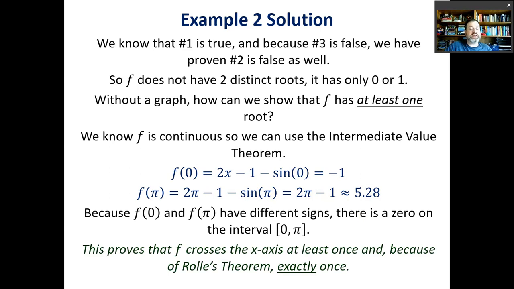So if f crosses the x-axis at least once, and because of Rolle's theorem, can't be more than 1, it has to be at least 1, that means it's exactly 1. And we've solved the problem.